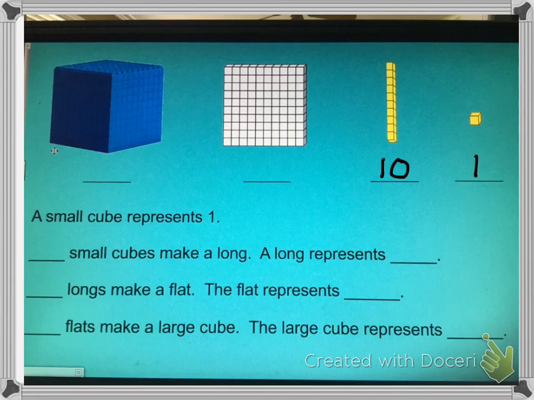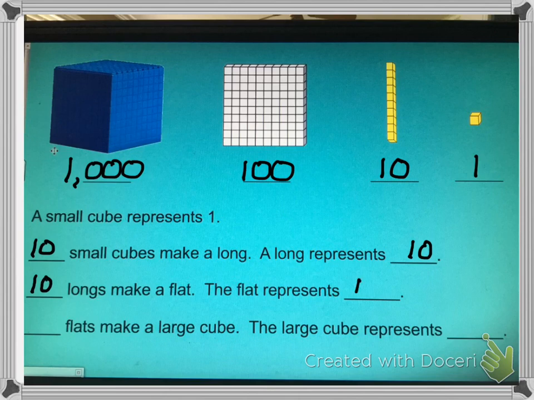The flat represents 100 ones, or 10 of the 10 sticks. And the cube represents 10 of the hundreds flats, and it means 1,000 ones. So if a small cube represents 1, then of course 10 of those make a long or a 10 stick. 10 of those longs make a flat, which represents of course 100. And 10 flats make the cube, which represents the number 1,000.